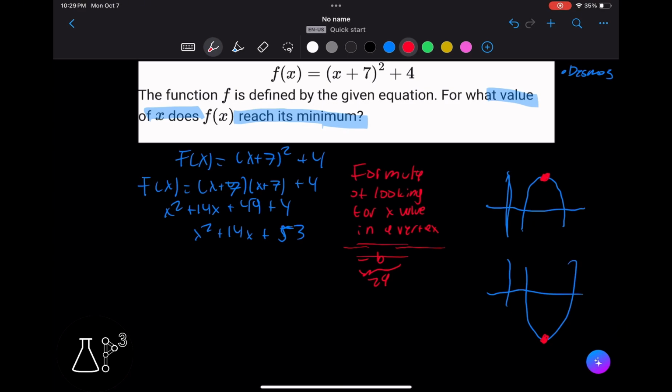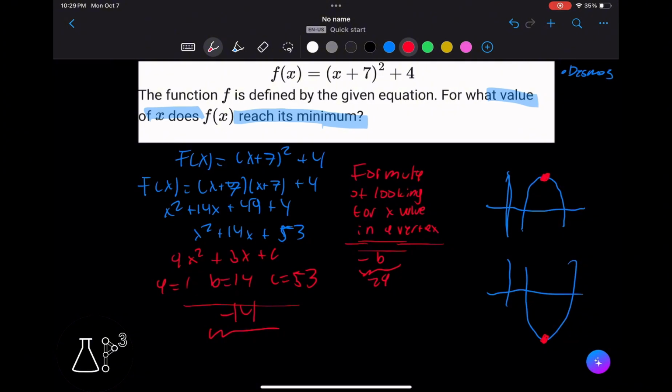So what do I have to do? Remember, the reason I expanded it is so it can be in quadratic form, ax squared plus bx plus c. So again, a equals 1, b equals 14, and c equals 53. All I have to do is plug in a and b to find the vertex. We use the formula negative b over 2a, so negative 14 over 2 times 1, which is 2. Therefore, my x value is negative 14 divided by 2, which equals negative 7. So not positive 7, negative 7. So x equals negative 7, and that is our answer.